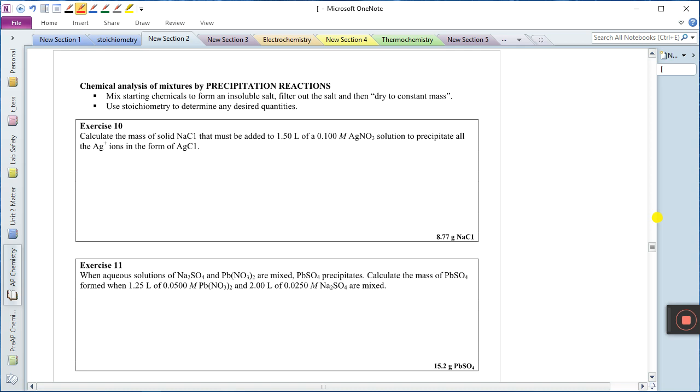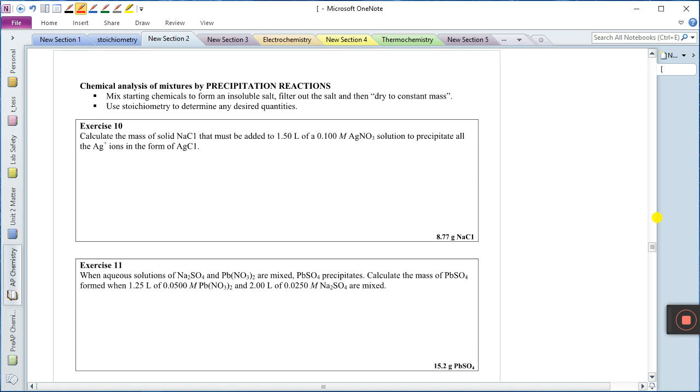So, let's say these two groups, because before we get there, exercise 11: when aqueous solutions of sodium sulfate and lead 2 nitrate are mixed, lead sulfate precipitates. Calculate the mass of lead sulfate formed when 1.25 liters of 0.05 molar lead nitrate and 2 liters of 0.025 molar sodium sulfate are mixed. If it gives us stuff for both of our reactants, what kind of problem are we doing? Limiting reactant. So we're going to have to do stoichiometry twice.